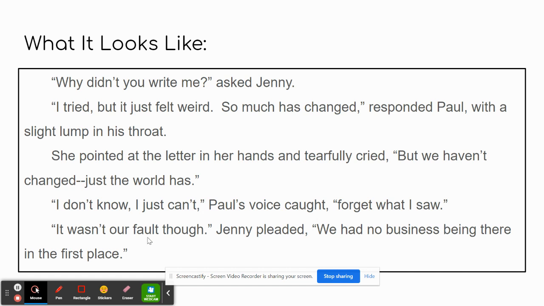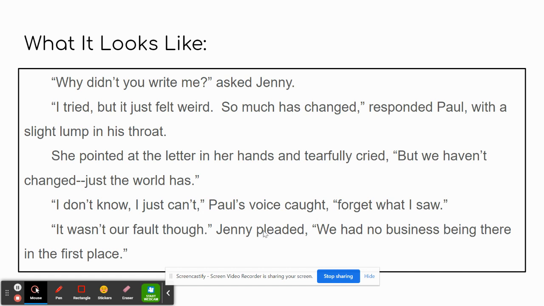The only exception is this line right here. And the only reason why is because I just can't forget what I saw is all one sentence. So this is interrupting the sentence, so we're not going to capitalize the second part of it. That's what's called a split quote.